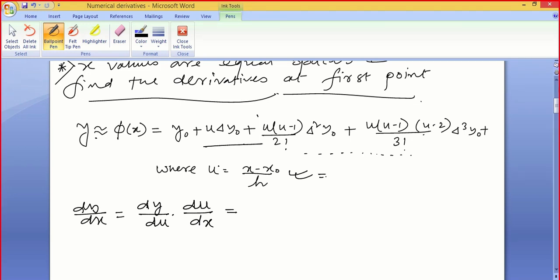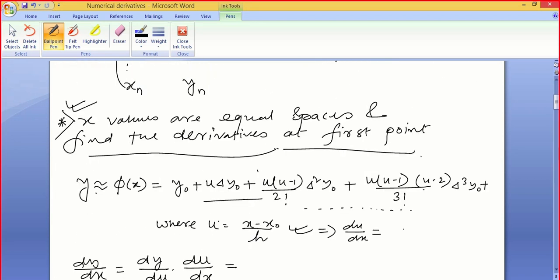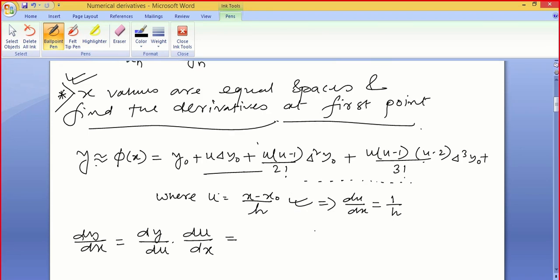From here, du by dx, what is it? x0 is the known numerical value, h is the constant from the given data sets. So du by dx is 1 by h, isn't it? So in place of du by dx, 1 by h, and dy by du, that y is related to u, that expression you just do with respect to u derivative.